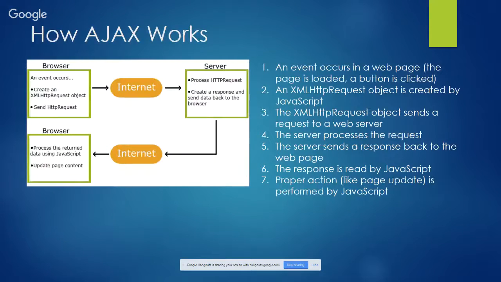So what it does is, the browser listens for an event, a button click or any type of event on the browser. We'll send that request to the web server, who then processes the request and sends a response back to the browser, which then uses JavaScript to process the data and updates the content on the page. So that's kind of the overall process of what's happening with an Ajax call.